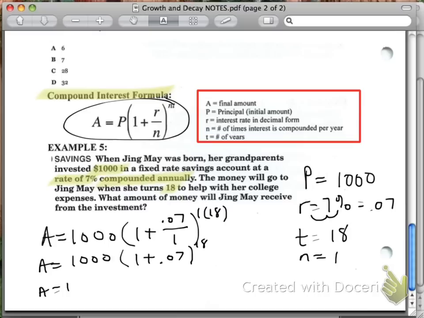So A equals 1,000. Continue to simplify. Work inside those parentheses. 1 plus 0.07 is 1.07 raised to the 18th power. Now, make sure you do the order of operations first, meaning that I'm going to do the exponent part first. Before I multiply 1,000 times 1.07, I'm going to do the exponent first. So 1.07 to the 18th power comes out to be roughly 3.380, so A equals 1,000 times 3.380.